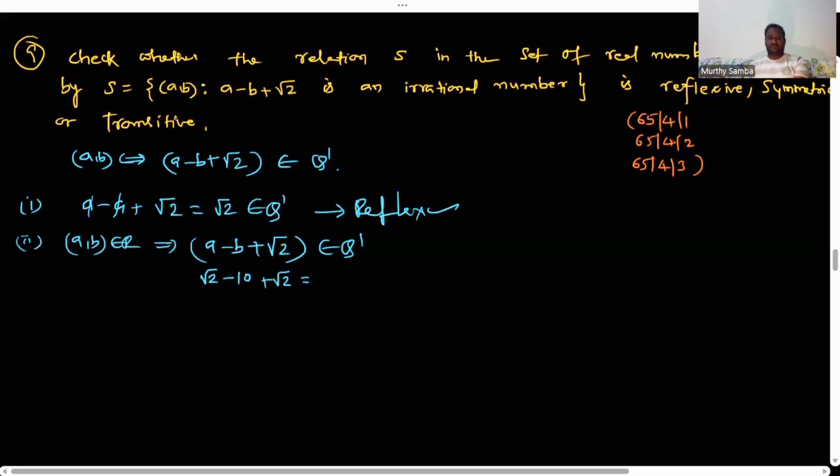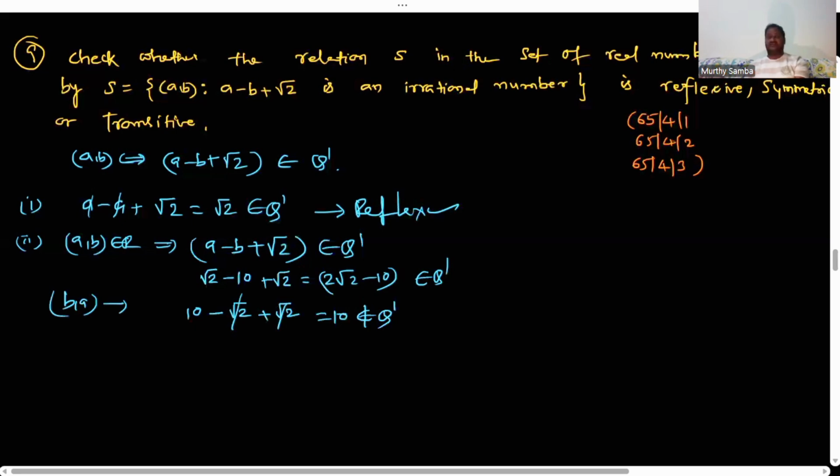Root 2 plus root 2 is equal to 2 root 2, minus 10, which is purely an irrational number. But when I go to (b, a), what is b here? b is equal to 10, a is equal to root 2, and then plus root 2. Minus root 2 plus root 2 cancel, which is equal to 10. It is not an irrational number, right? It does not belong to Q dash.